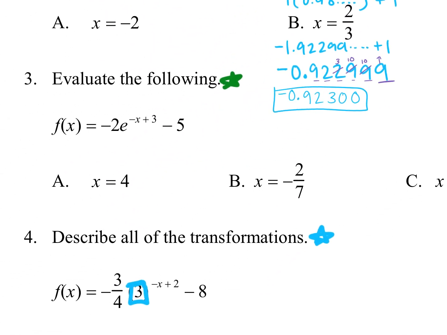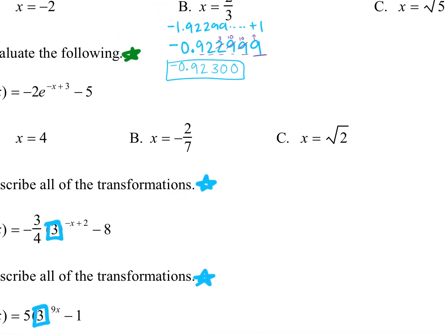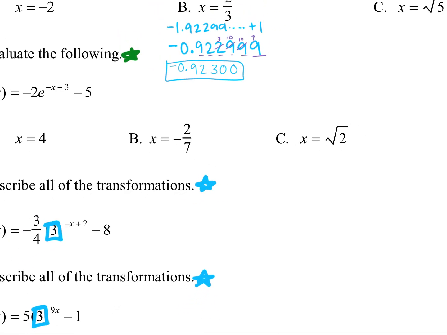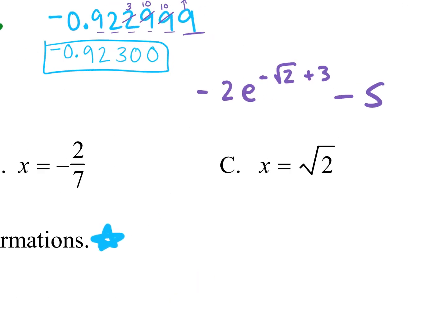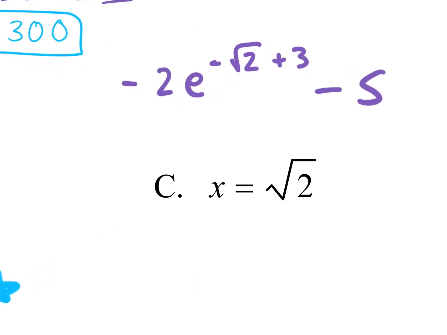All right, for number 3, let's look at C. So here I'm going to plug in square root 2. So I have negative 2 times e to the power of negative square root 2 plus 3, minus 5. We have to follow PEMDAS, but because we have multiple things going on in the exponent, we treat that as if it's in parentheses. So we have to do the stuff going on in the exponent first. So it'd be negative square root 2 plus 3.